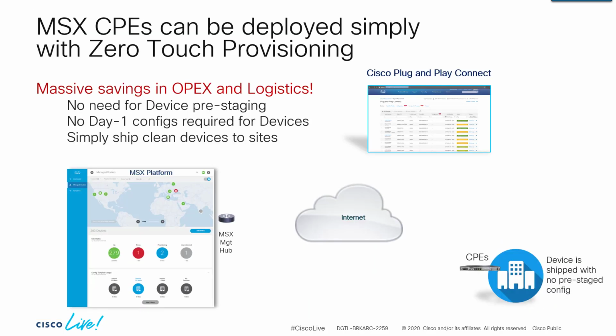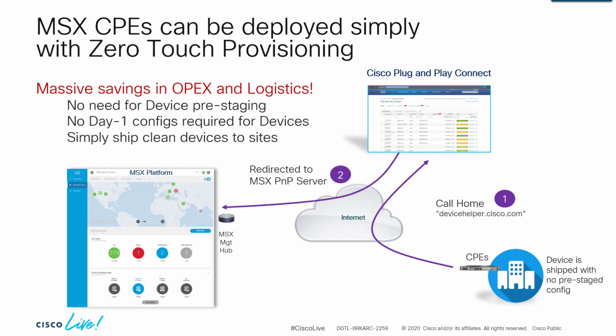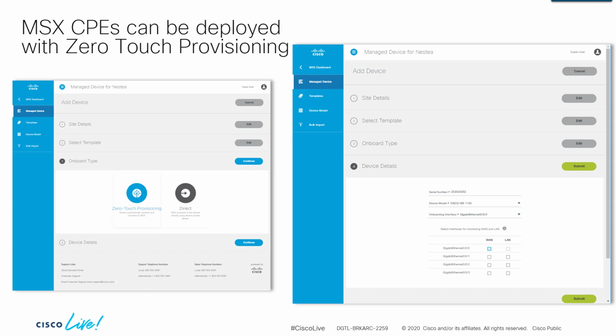And now the fun can begin. MSX CPEs can be deployed simply with zero-touch provisioning. This provides a massive savings in OpEx and logistics for service providers and their customers. There's no need for device pre-staging. No day-1 configs are required for devices. All you need to do is simply ship a clean device to a site. That device will call home. It'll be redirected to the MSX platform over PnP. Then MSX will construct a secure tunnel to that device and deploy the service that you ordered. It's that simple.